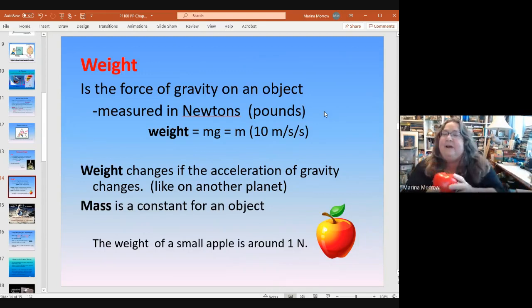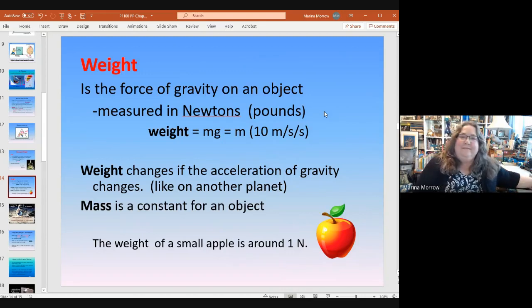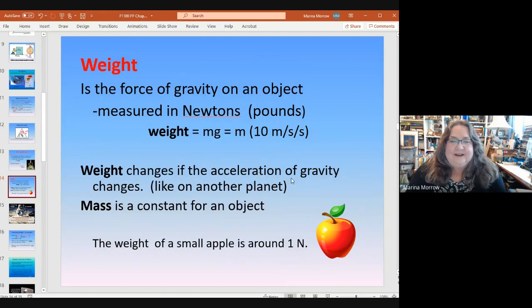Newton is associated with apples because of the story of the apple under the tree that fell and helped him with his ideas of gravity. We'll talk about that more in gravity. So Newton's name is associated with apples, and the weight of a small apple is about 1 newton. Now, weight changes if the acceleration of gravity changes.